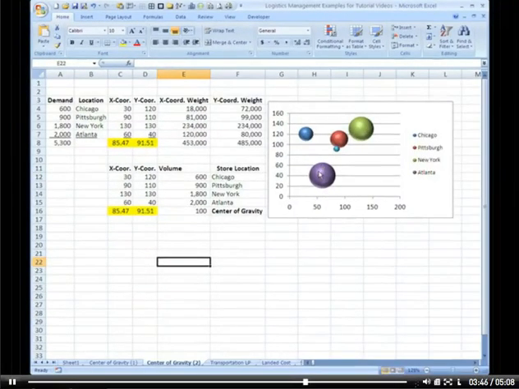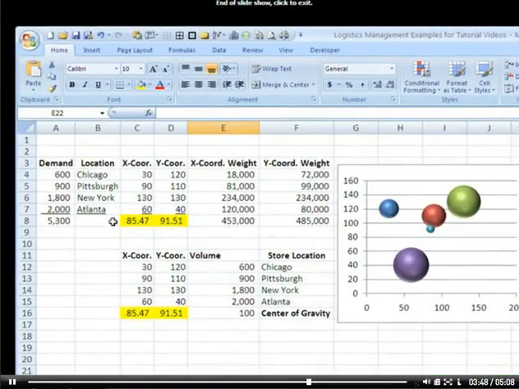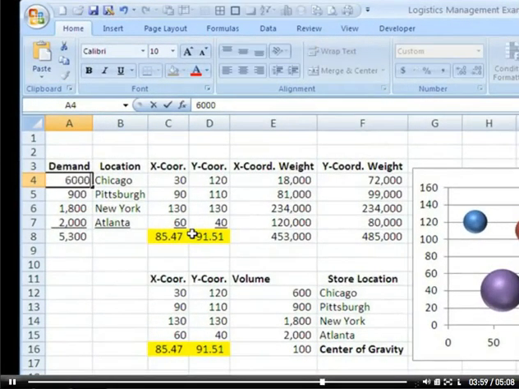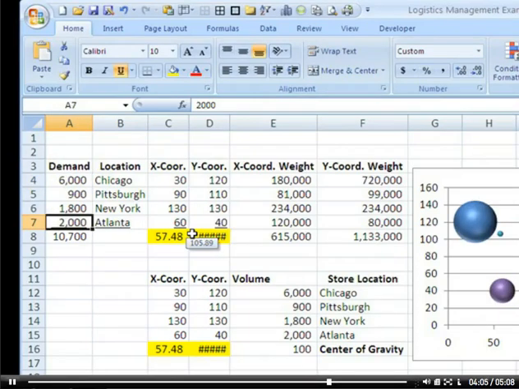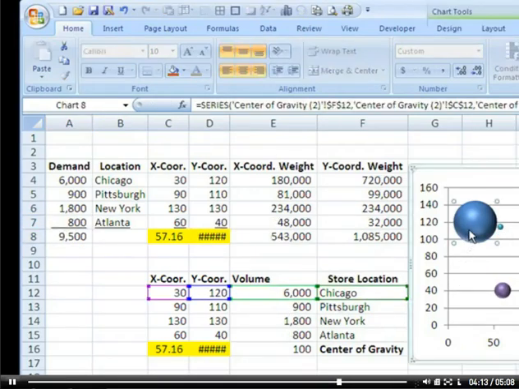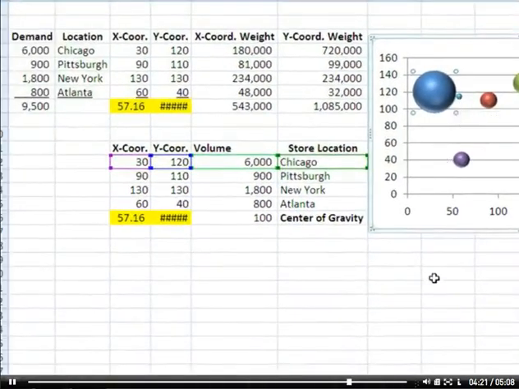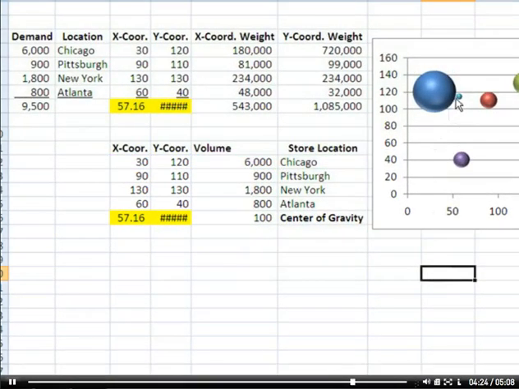But now let's suppose that we were selling Chicago Cubs souvenirs in these same markets, and we want to determine where to locate our distribution center. Well, the demand in Chicago would likely be much, much higher, so instead of 600 units a month, we're going to say 6,000, and Atlanta might be substantially smaller. Maybe it's going to be 800 versus 1,800. And so now we see that the market in Chicago has gotten substantially larger, this large blue bubble, and Atlanta's gotten smaller. And we notice that the center of gravity now, based on this new demand, is much closer to Chicago.